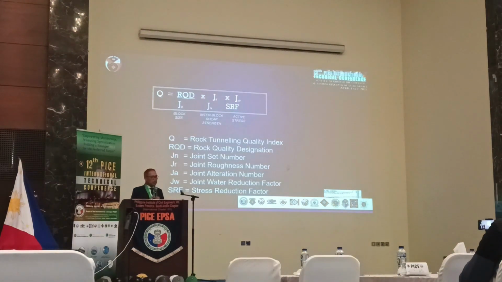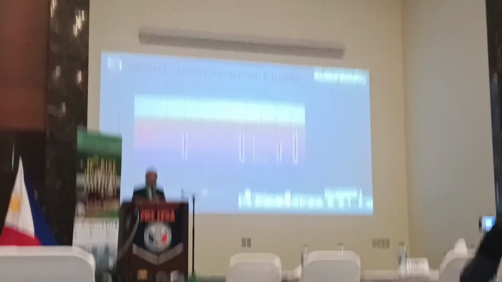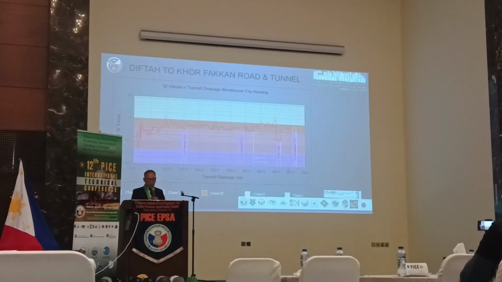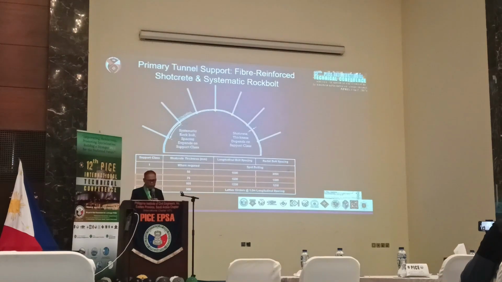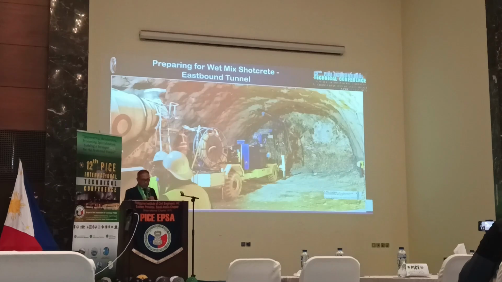The Q rock tunneling quality index is the one that we typically use during design assessment. And this is just the section, showing different variations of ranges of Q values within the length of the tunnel. Another view of support class. In the support class, you have 1 to 5, and then you have shotcrete thickness, how much bolt length and spacing you will do accordingly. These are standards that we can use, but it depends on the assessment as well.